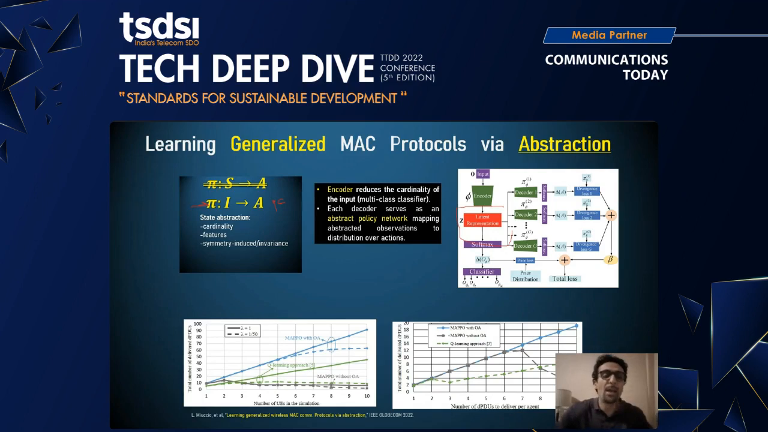Okay. And we actually compared our solution here. This is the total number of delivered packets, total number of users. This is the baseline without abstraction. This is Q-learning approach, and this is our approach. So you can see here is a huge gap in terms of performance between abstracting and no abstraction. So abstracting is really, really a key essential ingredient we have to leverage in all types of learning.